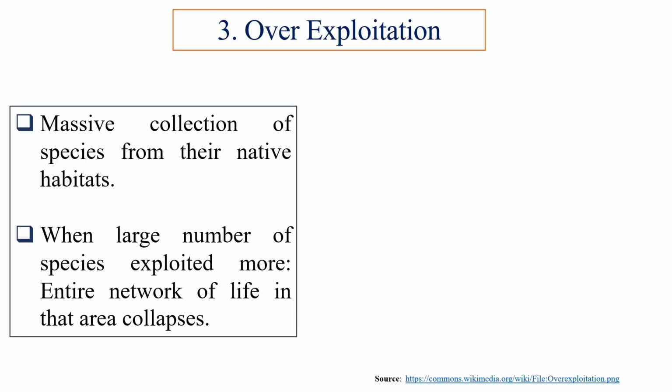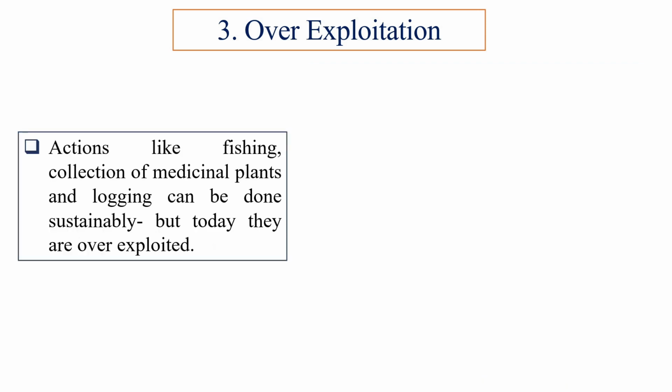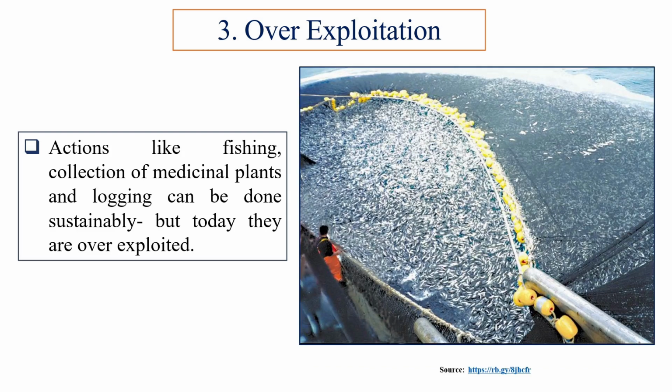Another serious threat to biodiversity is overexploitation. It is the massive collection of species from their native habitats. When a large number of species are exploited more, the entire network of life in that area collapses. Actions like fishing, farming and logging can be done sustainably, but today they are often done in ways that overexploit a resource.